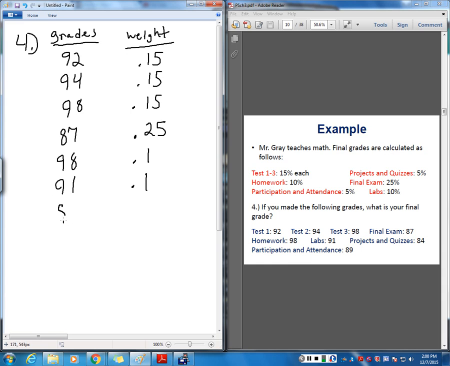Projects and quizzes, 84. That's worth 5% or 0.05. Be very careful when you change one-digit percentages over to a decimal. And participation and attendance, 89, also worth 5%. According to the formula, I'm going to multiply each grade by its weight. That'll give me the product of each.